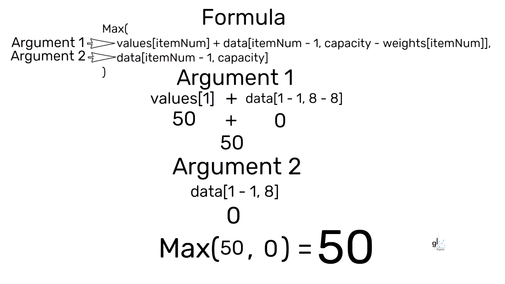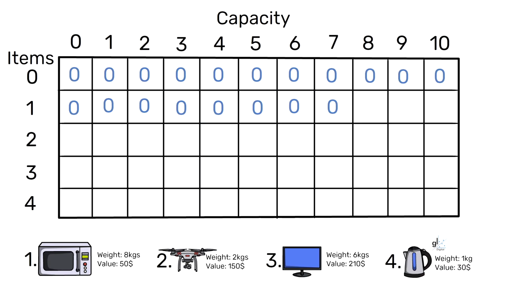So the max method returns 50, and our code runs that stores the value of 50 at the appropriate position in the data array. So when the considered capacity is 9, the considered capacity is greater than the weight of the considered item, the microwave, which is 8 kgs. So the code that we have just examined also applies for when item num equals 1 and capacity equals 9. So we can record 50 at the appropriate point in the table, representing that this value has just been recorded at its counterpart position in the data array.